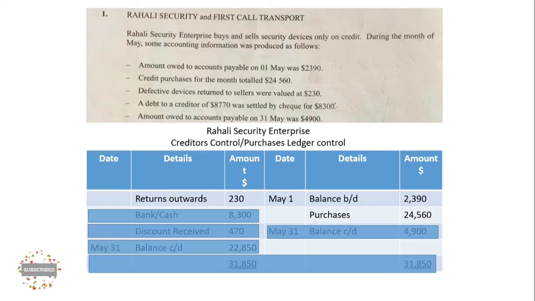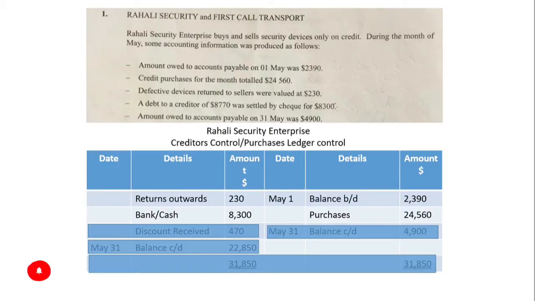And then the next transaction, which in my opinion is a tricky transaction, says that a debt to a creditor of 8,770 was settled by check for 8,300. So this has 2 entries in it. The first one is that you are paying some money to your suppliers, which reduces the amount that you owe, which is $8,300, so you would make a debit entry. But you were supposed to pay 8,770, and you paid 8,300. What does that mean? It means that you have received a discount.